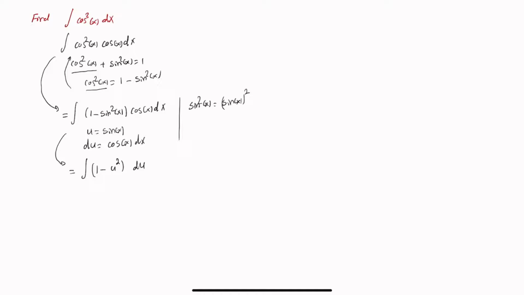Now we are ready to integrate this function. What's the antiderivative of 1? It is just u, and then u squared is going to be u cubed over 3, and then plus c. Now we're going to back substitute the value of u. Remember, u is equal to sine of x, so we're going to have sine of x minus sine cube of x over 3 plus c. And that should be the antiderivative of the integral.